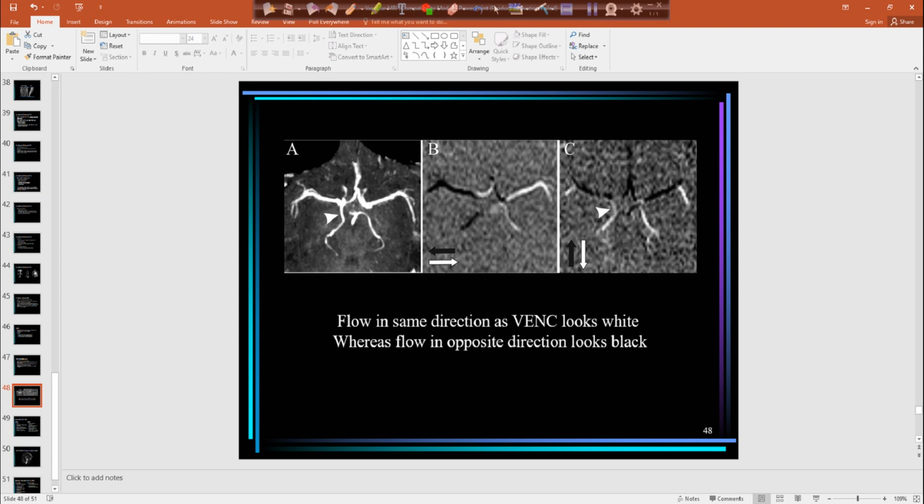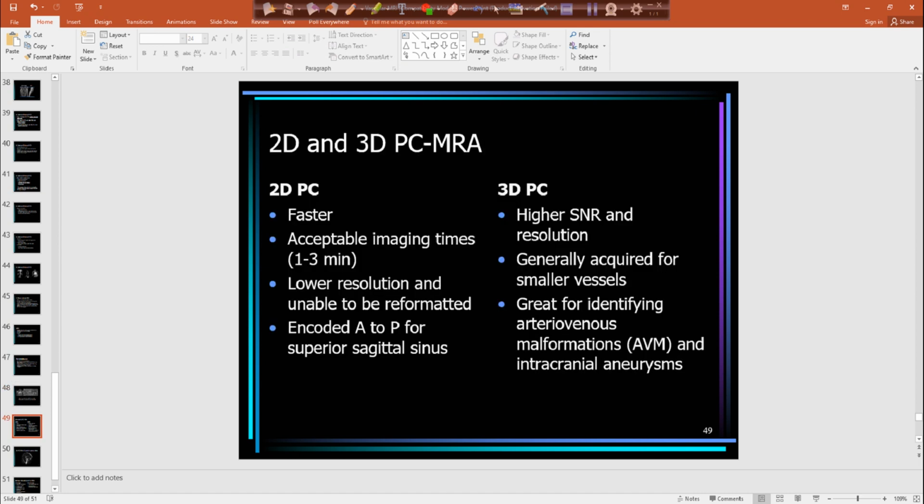phase contrast MRA images, where you can tell the direction of the blood flow by whether the vessel is bright versus dark. So here we set a gradient going right to left, and so we knew that if the blood vessel was white, the slice is in the same direction of the blood flow. But if it's dark, our slice is in the opposite direction of the blood flow. So it appears dark. So that's how we're able to visualize multi-directional blood flow.